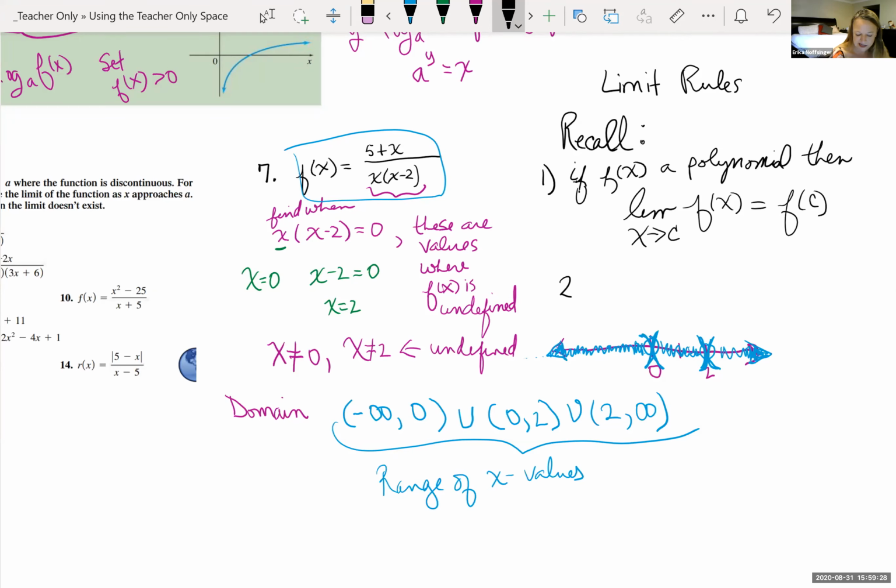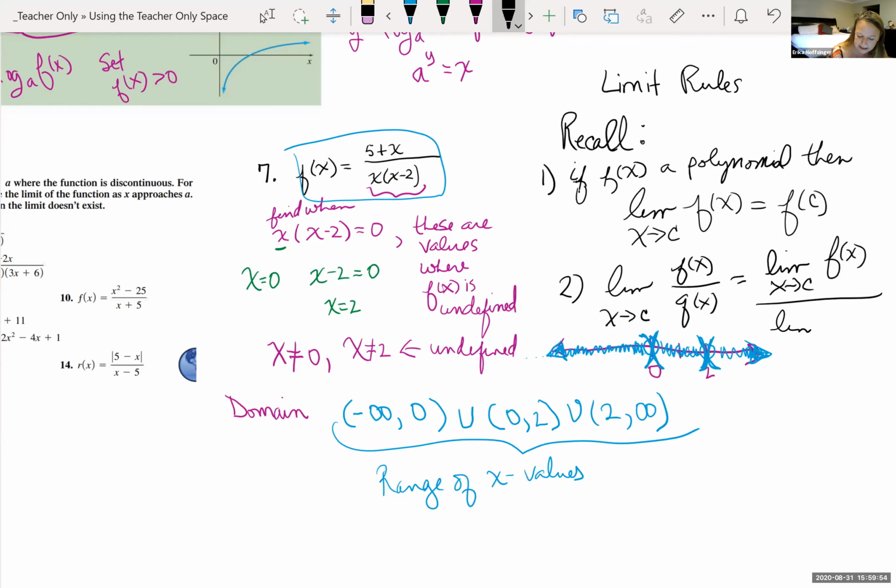Another rule is if we have a limit as x approaches c of a rational function, so maybe f of x over q of x, where again f of x and q of x are polynomials. Then this is the same thing as the limit as x approaches c of our numerator f of x, all over the limit as x approaches c of our denominator q of x.